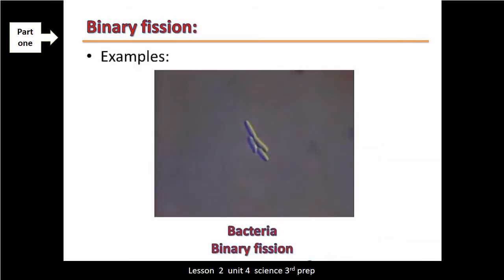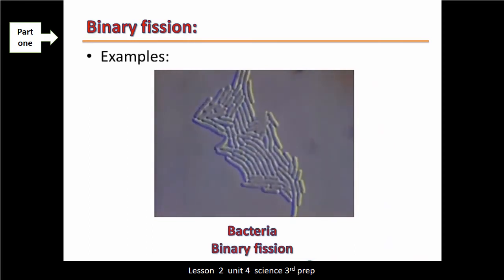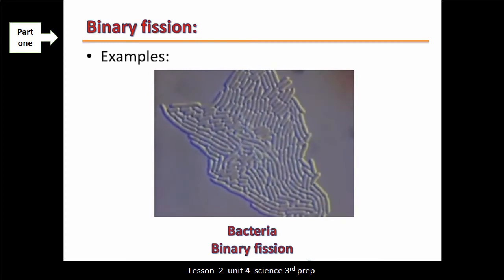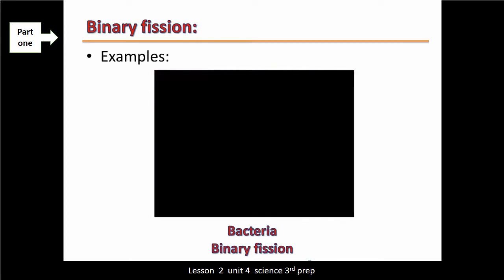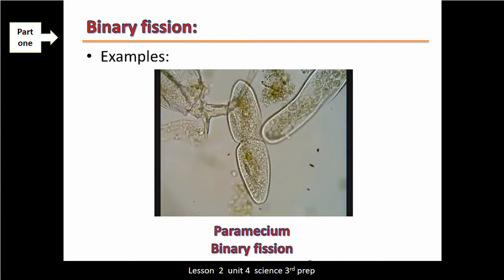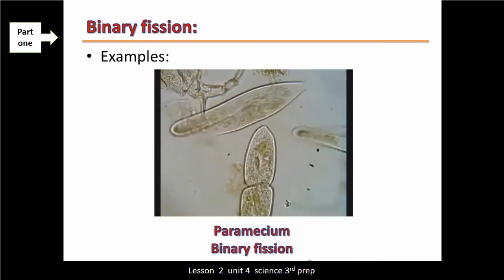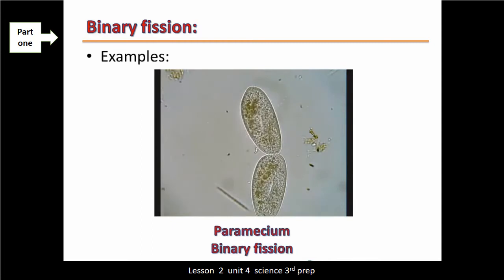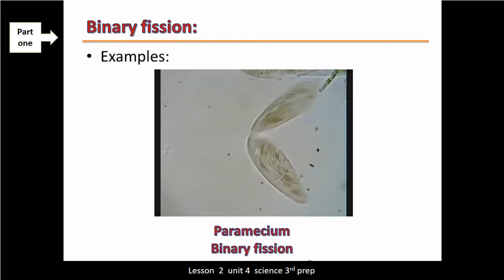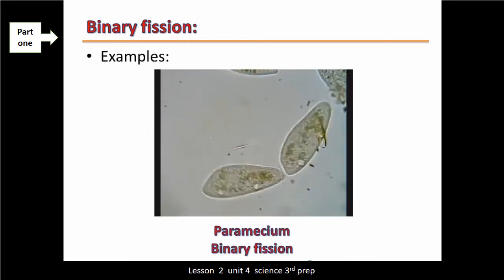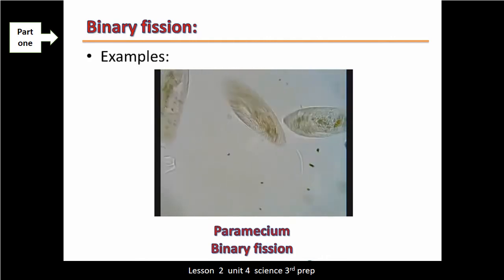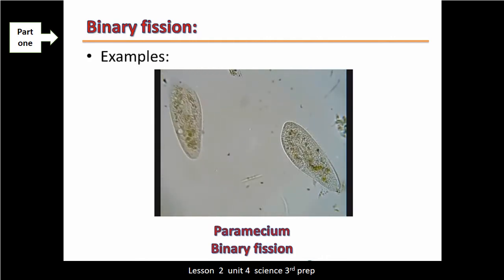Examples. This is the binary fission of bacteria. As you can see, we started with only a single cell of bacteria and we reached this huge number of bacterial cells. These are two paramecium cells which are on their way to divide into two individual cells. As you can see, the division has finally occurred and we have two new cells of paramecium.